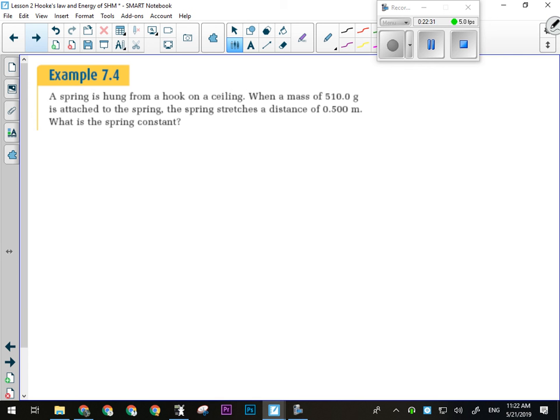Okay, so this is a good one here because we have a vertical spring this time. Okay, something like what Hooke was using. We have 510 grams attached to the spring. That needs to be in kilograms, so we're looking at 0.510 kilograms. Okay, it's attached to the spring. The spring stretches a distance of 0.5 meter.